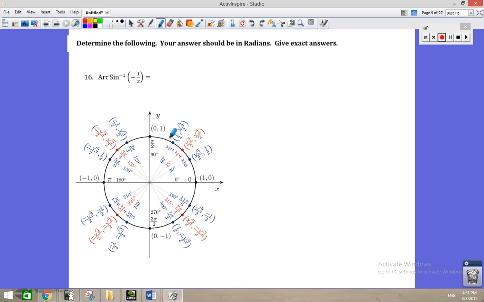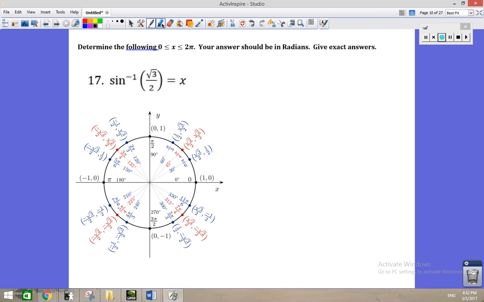For the inverse sine, we use the right half of the unit circle. We're looking for a y coordinate of negative 1/2. Now we've got to be careful. If we say 11 pi over 6, that's not between negative pi over 2 and positive pi over 2. So we need to find a coterminal angle. So we actually subtract 2 pi. If you go clockwise to get to that point, that angle is negative pi over 6.